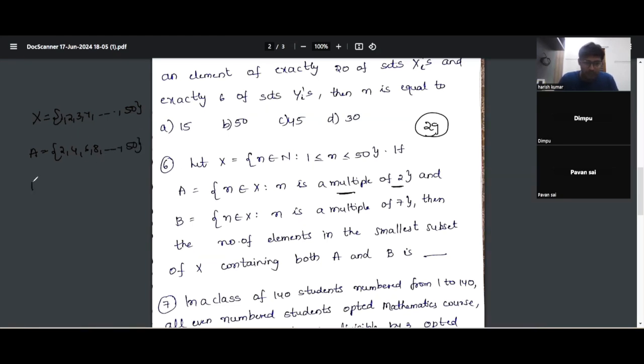And what is set B? Set B is the multiples of 7, right? So that means I'll get 7, 14, 21 and so on till 49. Okay. Now he's asking for the number of elements in the smallest subset of X containing both A and B, right? That means it should contain the elements of A and B, and it should be the smallest. That means it should contain only the elements of A and B. It should not contain any other elements, right? So it's fine, simple, right?